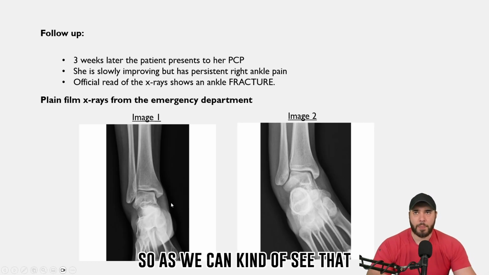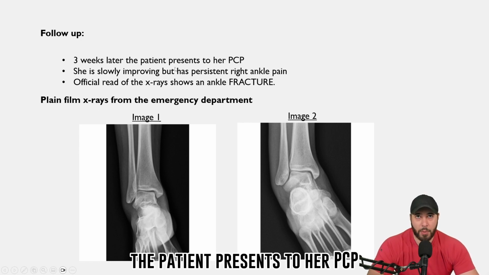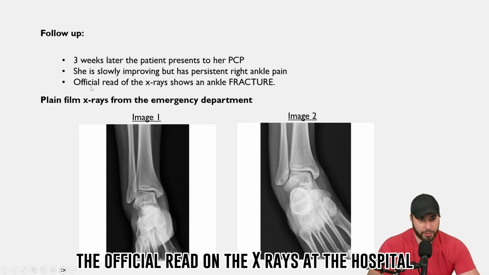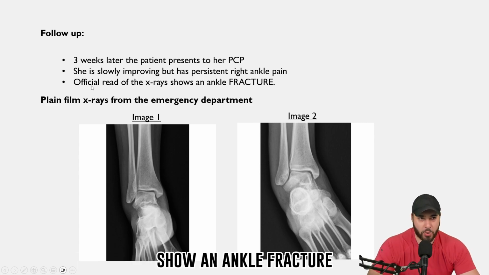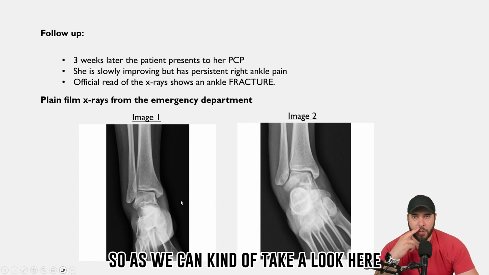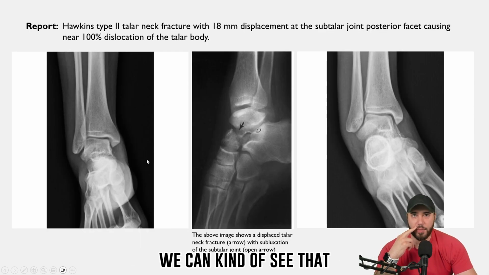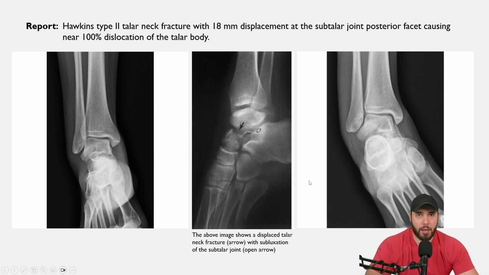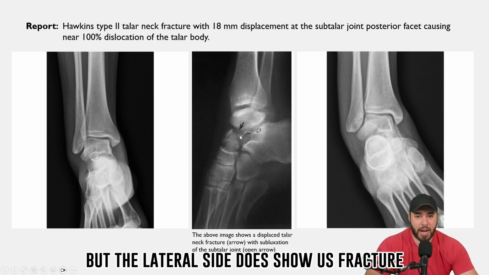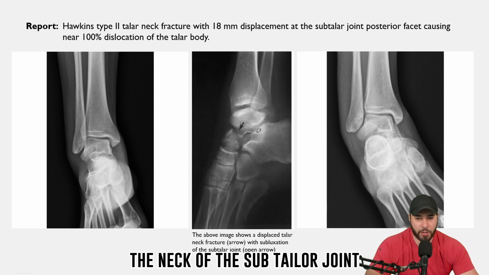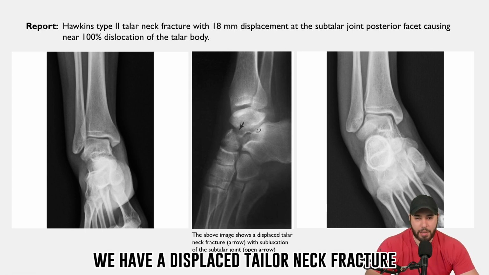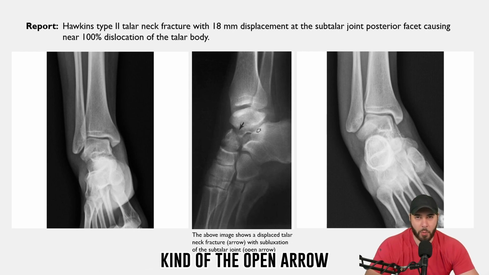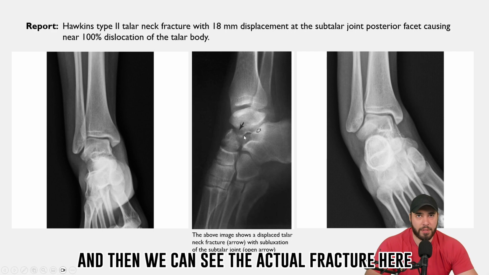So as we can see, 3 weeks later, the patient presents to her PCP. She is slowly improving but has persistent right ankle pain. The official read on the x-rays at the hospital shows an ankle fracture. As we take a look here, we don't see much on the anterior view, but the lateral view shows us a displaced talar neck fracture with subluxation of the subtalar joint. The open arrow shows it displaced, and then we can see the actual fracture here.